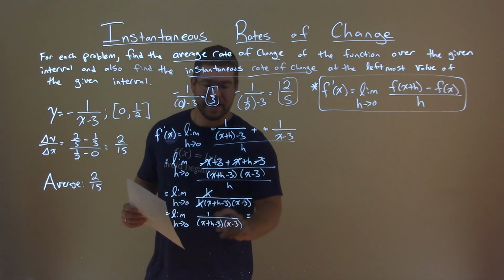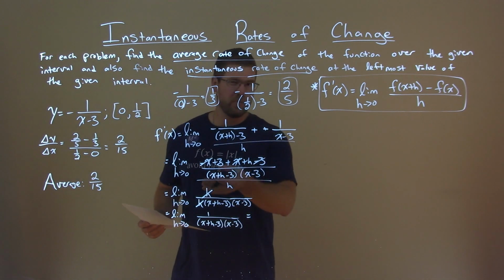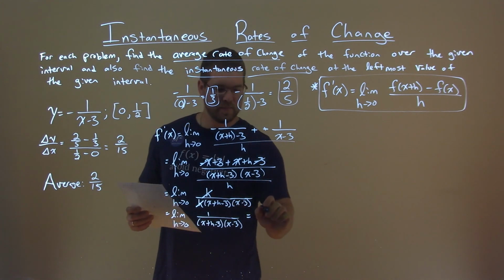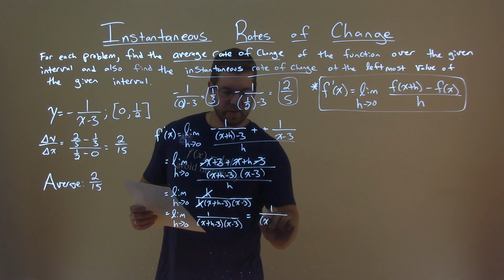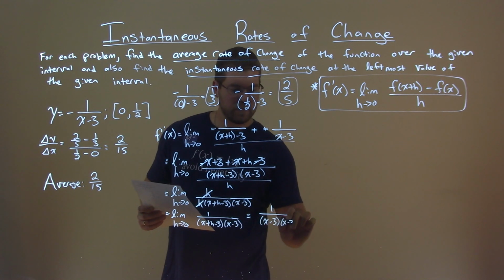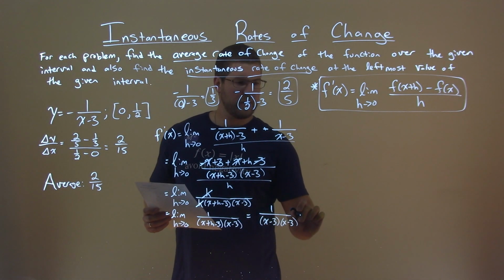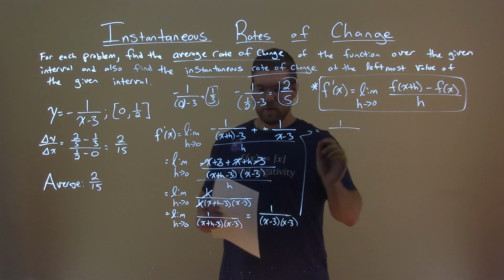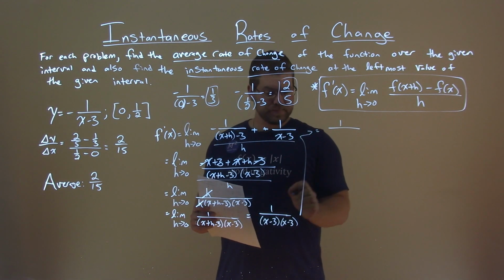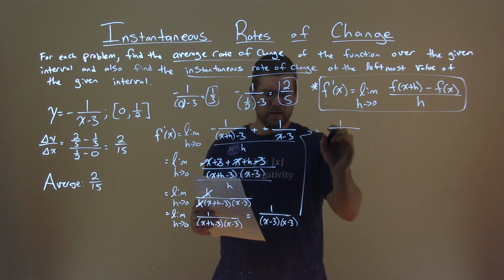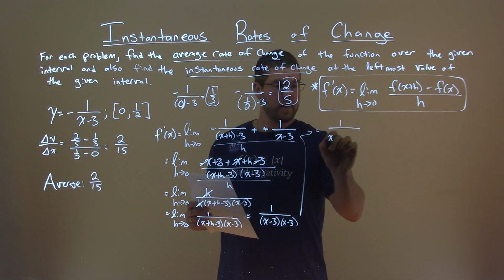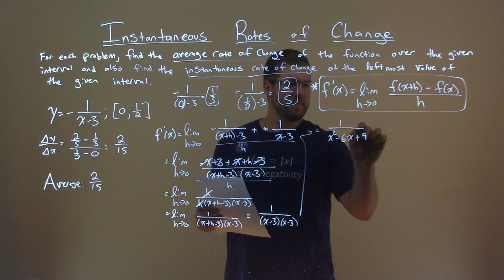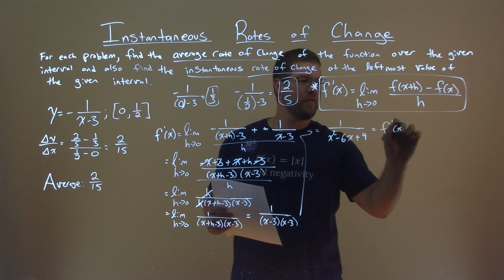We now can take the limit as h approaches 0 because we can directly substitute it in, and that's just plus a 0, doesn't do anything. So we have 1 over x minus 3 times x minus 3. If we want to simplify that out, we multiply that out, that's 1 over x squared minus 6x plus 9, and that's equal to f prime of x.